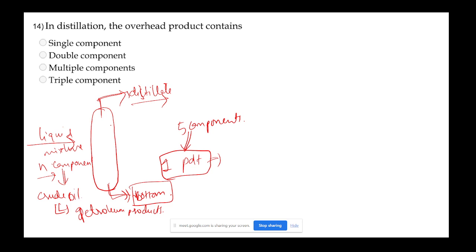There can be another way also, like if you want to extract the product which has some intermediate boiling point, so that will be an intermediate cut in the distillation column. Depending on what type of product, or at which boiling point you want to recover the product, you have certain cuts in the form of distillate, intermediate products, and the bottom. So you can have any number of components in distillate, intermediate cut, or bottom. So in distillation you can have multiple components as the overhead product.